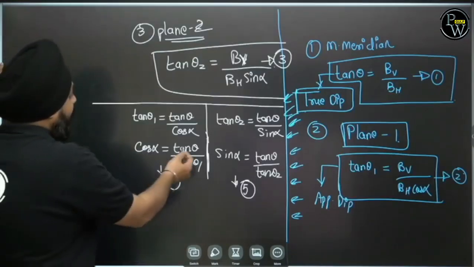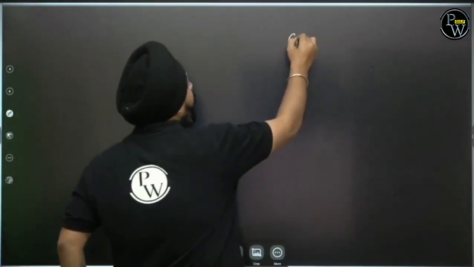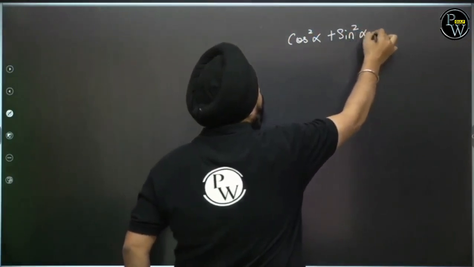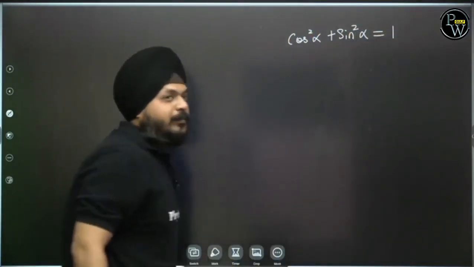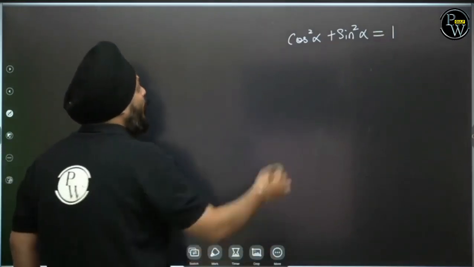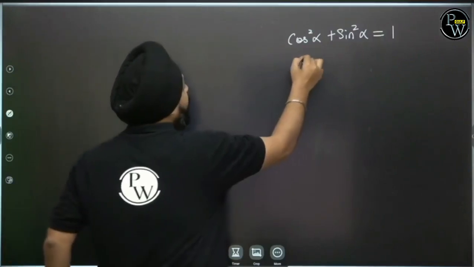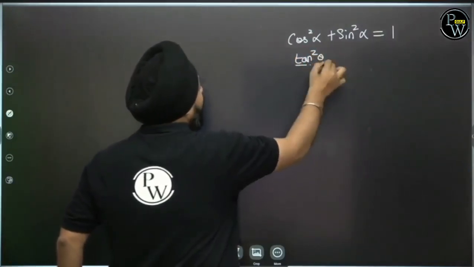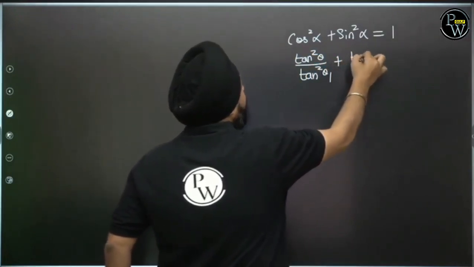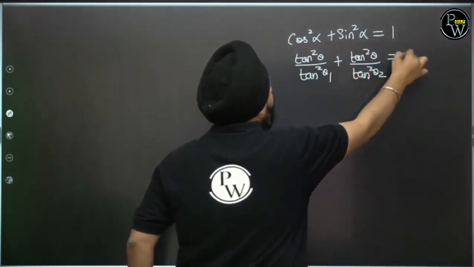Okay. Cos alpha, tan theta by tan theta 1. So this is going to be cos square alpha plus sin square alpha, so obviously that is going to be 1. Right? According to trigonometry, cos square alpha is going to be tan square theta by tan square theta 1, plus tan square theta whole divided by tan square theta 2, that is going to be 1.